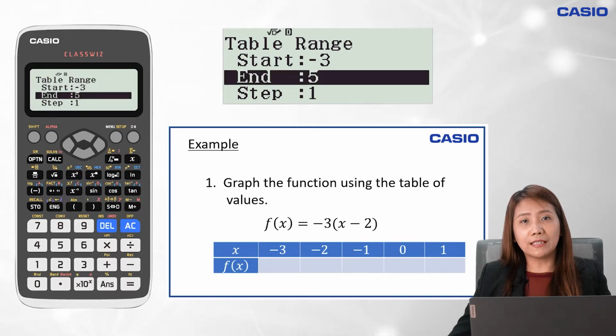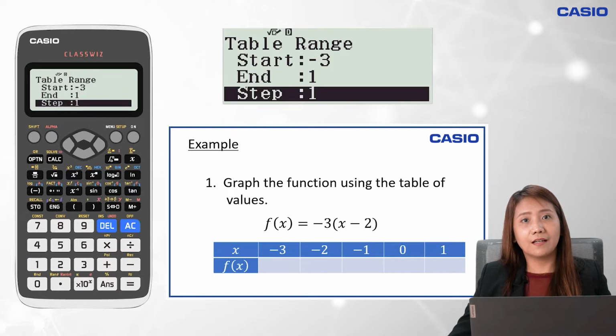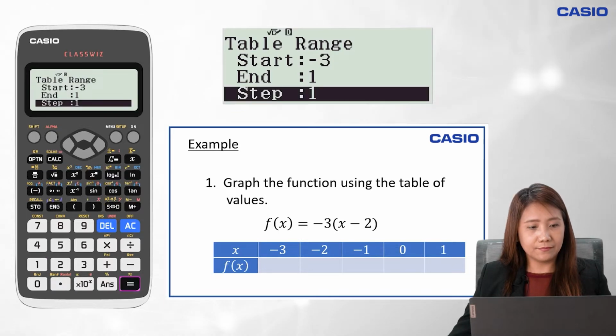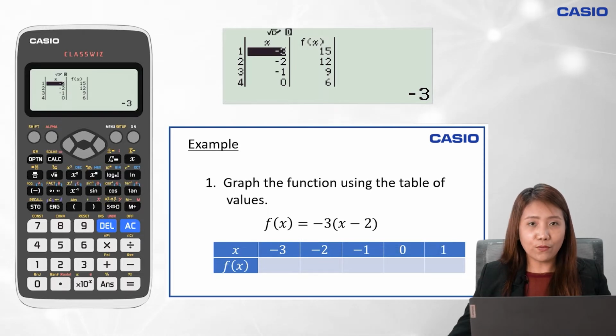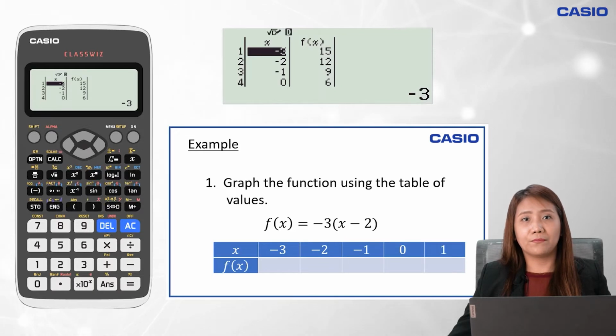For the end, input the last value in the table, and that is 1, and press equal sign. Since the interval between the values of x is 1 unit, the step is 1. So input 1, then press equal sign twice. And the values of the table will appear. If x is -3, f of x is 15. If x is -2, then f of x is 12, and so on. So we have completed the table using our Casio Classwiz, and that is truly amazing.